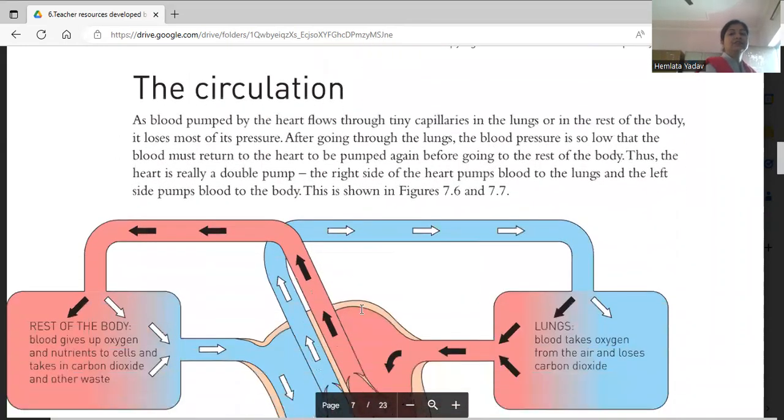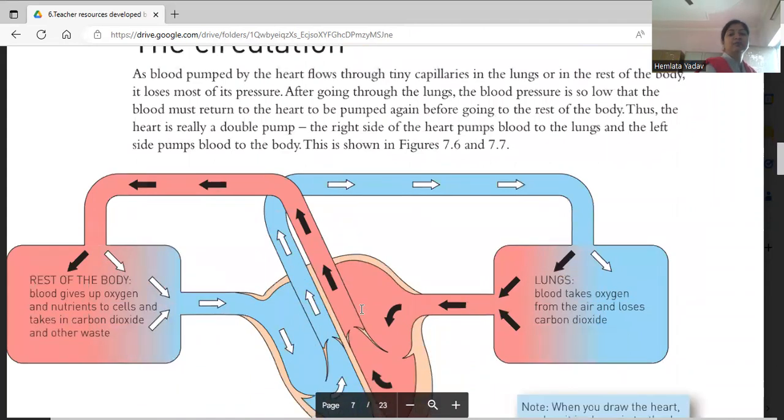In circulation, the blood pumped by the heart flows through tiny capillaries in the lungs and in the rest of the body. It loses most of its pressure. After going through the lungs, the blood pressure is low, so the blood must return to the heart to be pumped again before going to the rest of the body. Thus, the heart is really a double pump. The right side of the heart pumps the blood to the lungs, and then the left side pumps the blood to the body.